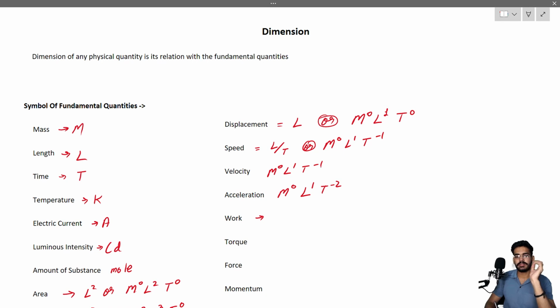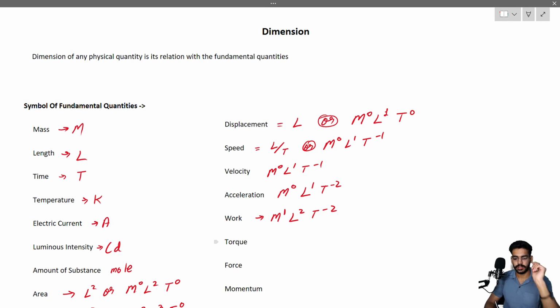Okay, work done. What is there in work done? Force into displacement. Force is kg meter per second square, and into meter. So for that, mass to the power 1, L to the power 2, and T to the power minus 2, meter square divided by second square.